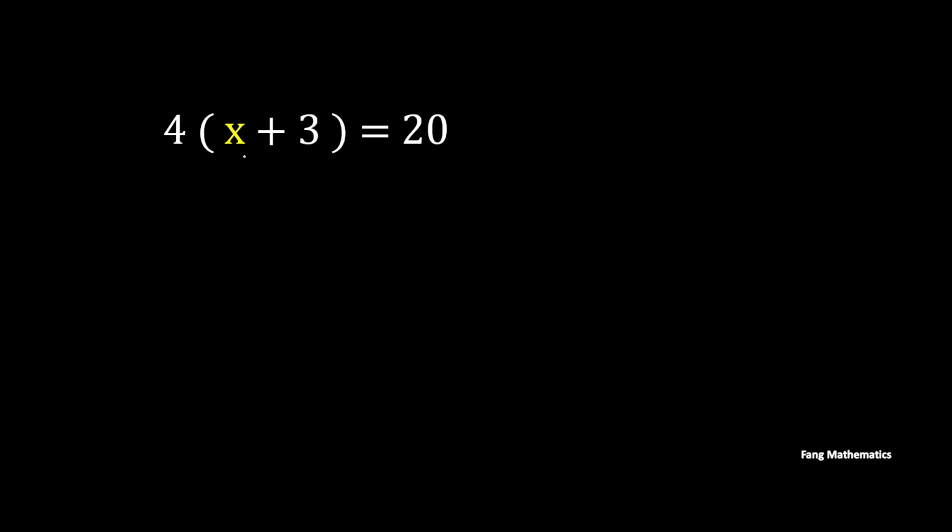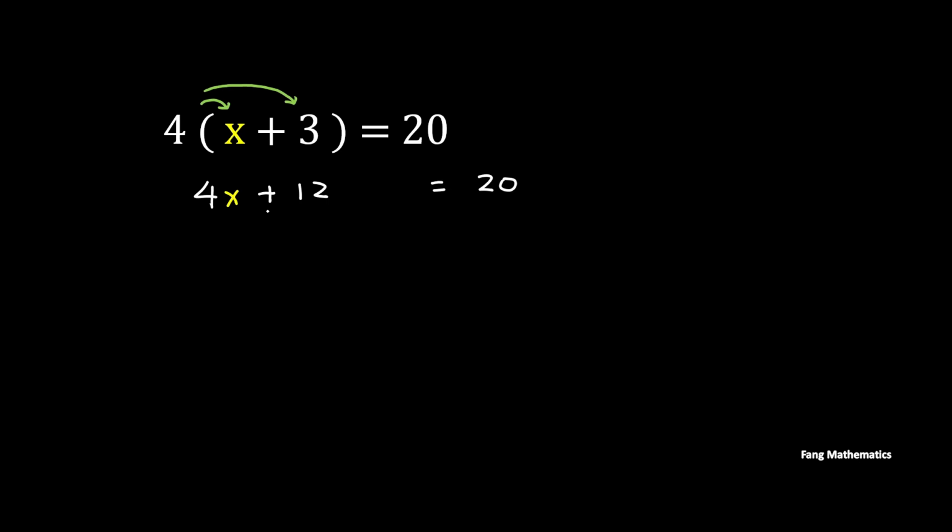We are to look at another version of solving this question in which you are to open up the parentheses and you are to distribute these 4 to each of the terms inside the parentheses. 4 times x should give you 4x, and 4 times 3 should give you plus 12 is equal to 20.